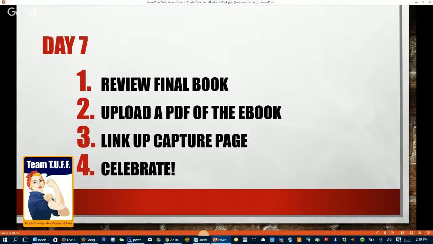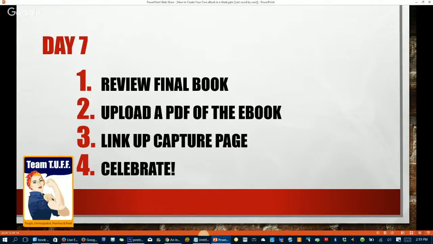And 4, this is my favorite part, you get to celebrate, right? You've got your book done, it's ready, you're already promoting it on social media, you're using it as a way to get leads, or you're selling it on one of those pod sites. Now's the time to celebrate, let people know that you just produced your first book, you're super excited about it, ask for reviews. That's something else I would do in your celebration.